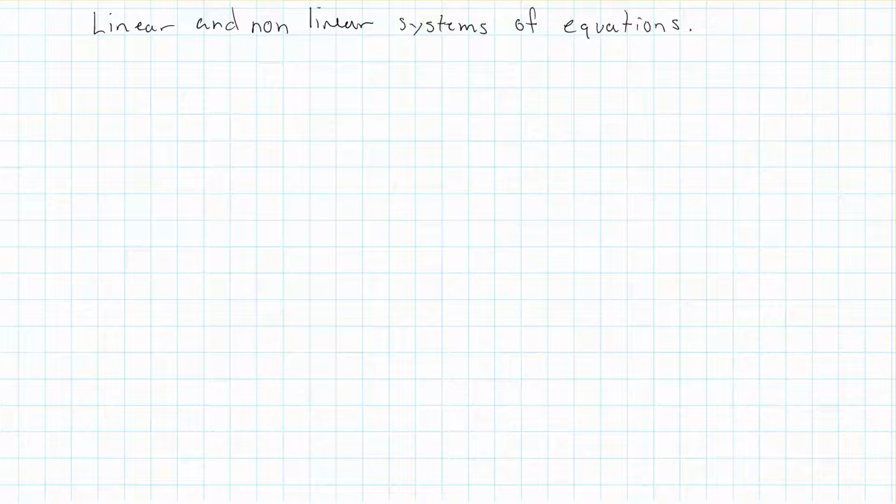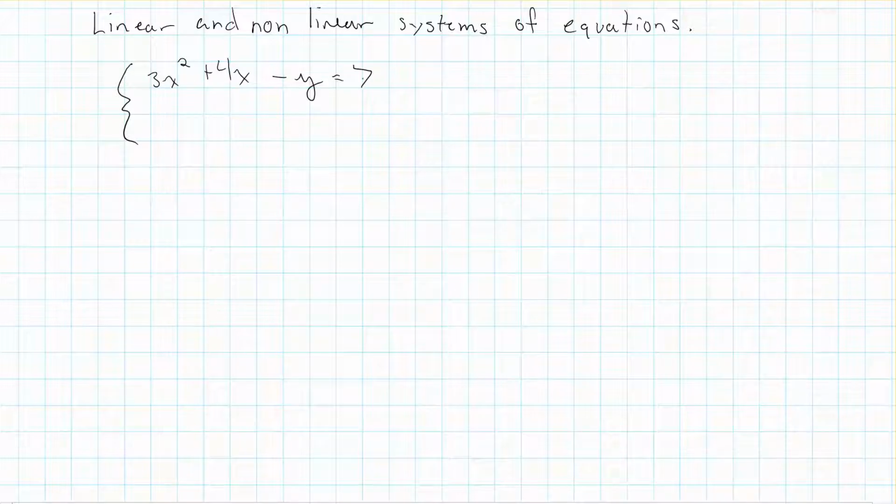So, if we want to talk about what this is, as far as when you're solving these, if you imagine that we have two systems of equations, for instance, let's just look at an example here, where the system of equations is 3x squared plus 4x minus y is equal to 7, and then 2x minus y is equal to negative 1.